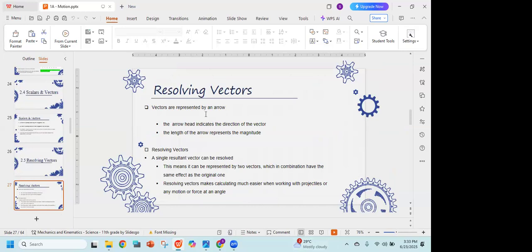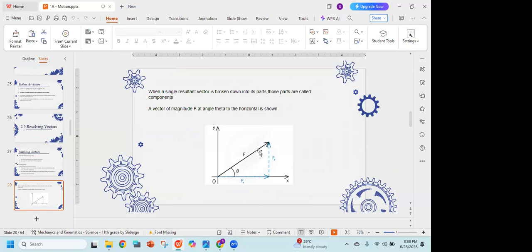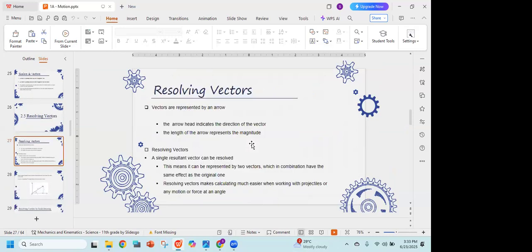vectors are represented by an arrow. We use an arrowhead like this to represent a vector. The arrowhead will point in the respective direction. And then apart from that, the length of the arrow represents the magnitude. So unless you use a scale, let's say for example, you're supposed to draw a line 10 meters long. We cannot draw a 10-meter line on our paper, right? So we use a scale.